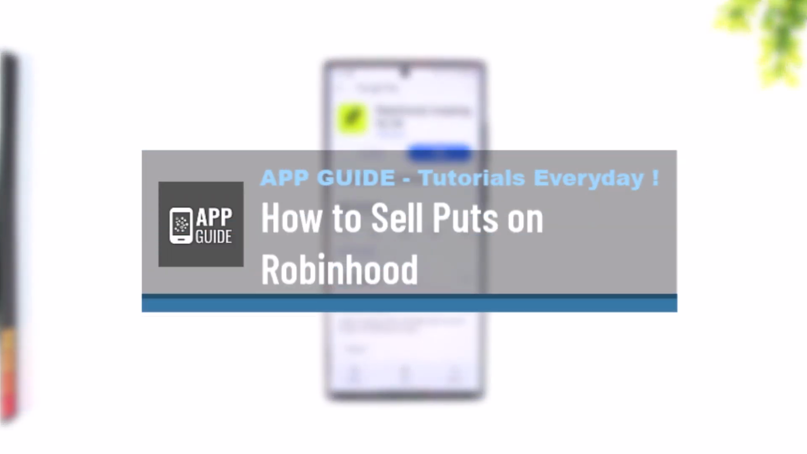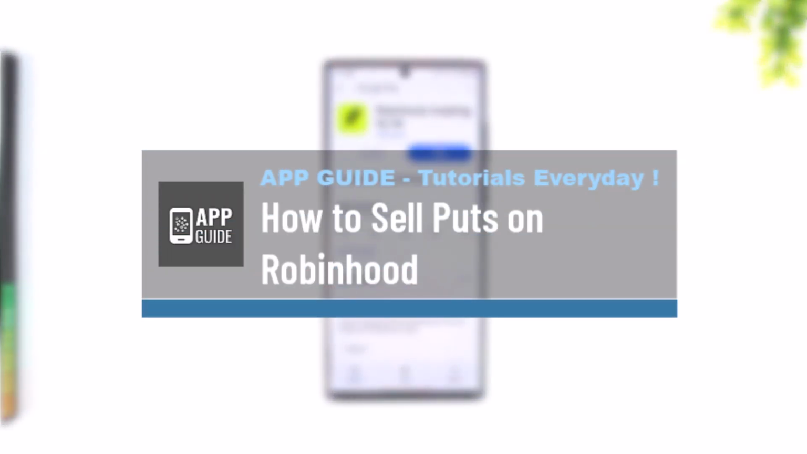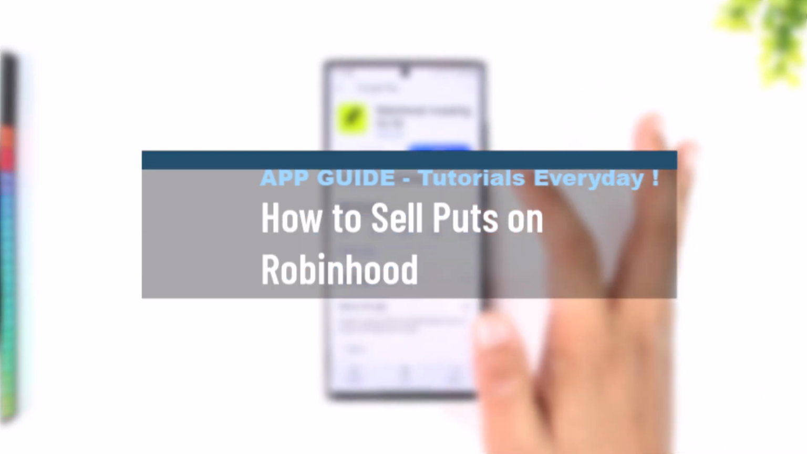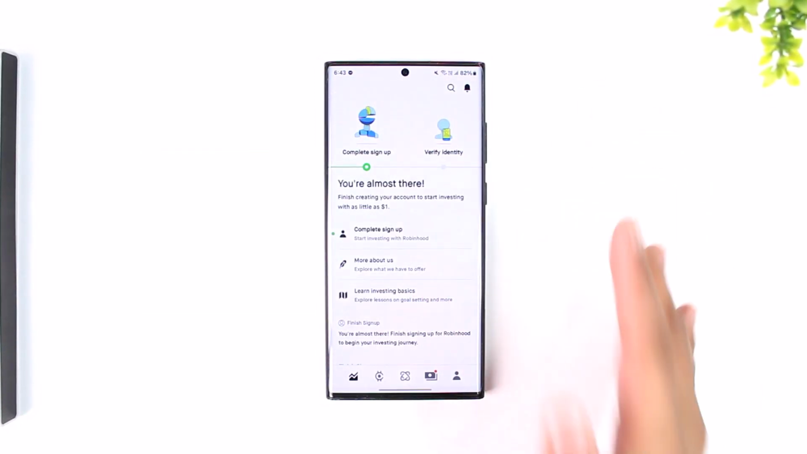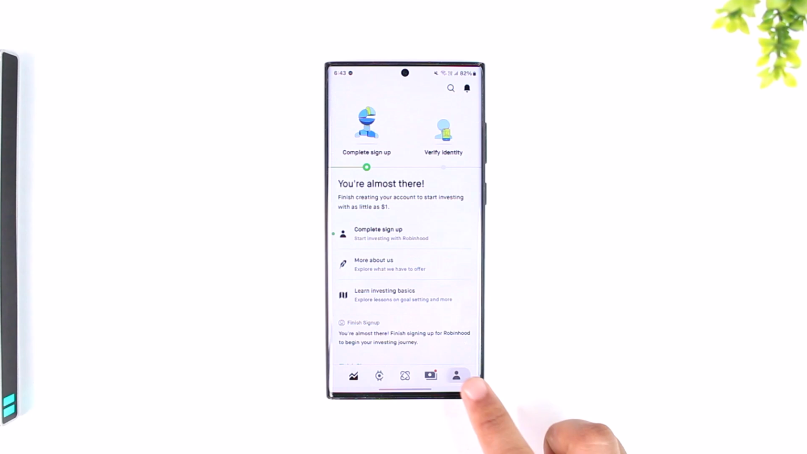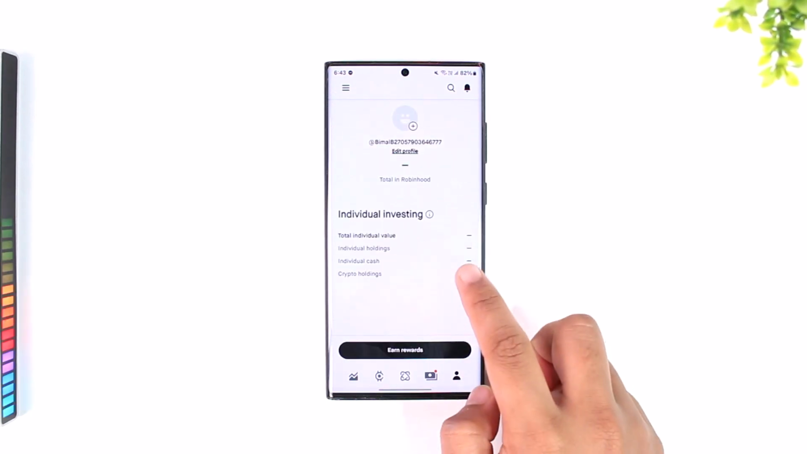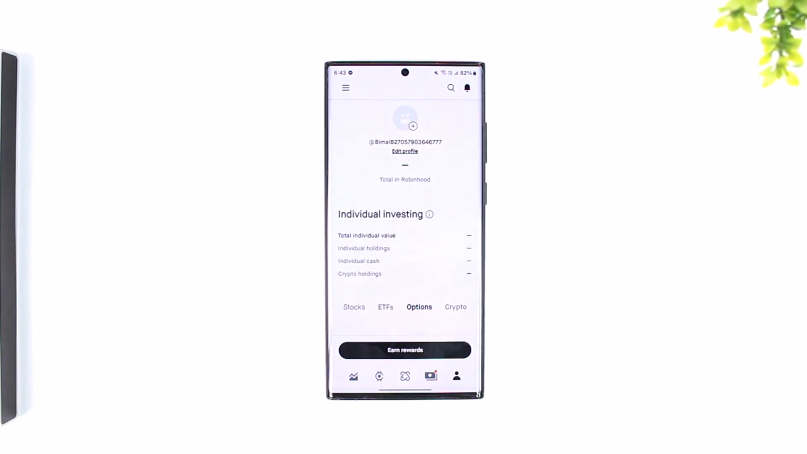How to sell puts on Robinhood. Now, to sell puts on Robinhood, first of all, open up the Robinhood application and simply navigate to the options trading section. So you can come to your investing tab and then go to the options trading section. Once you're there, select the stock you want to sell a put on. Choose the desired strike price and expiration date, then select sell to place a put option order.